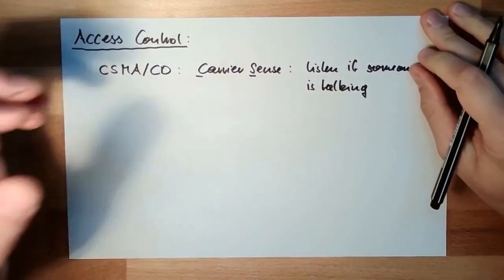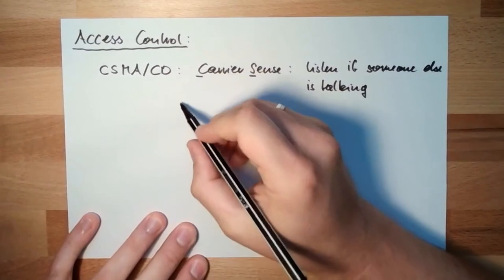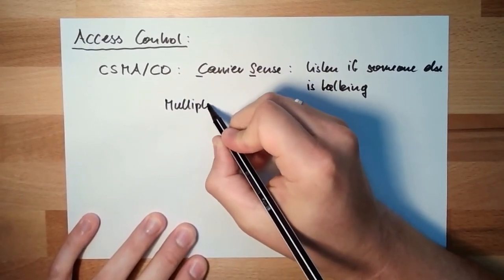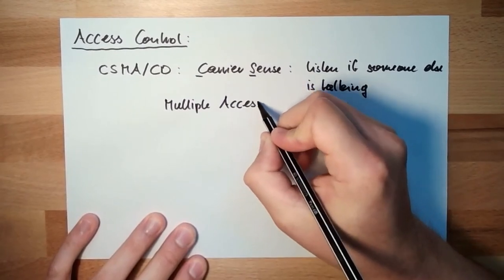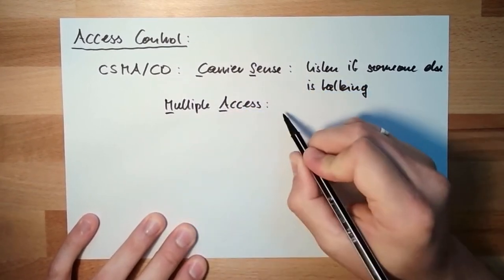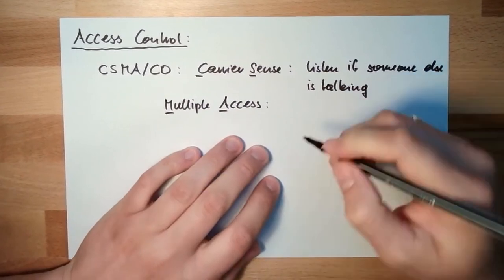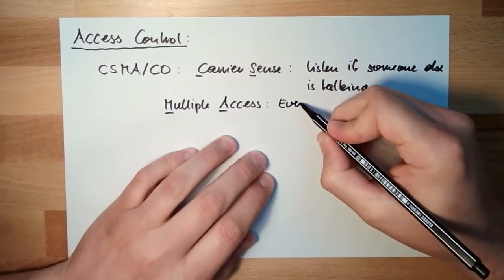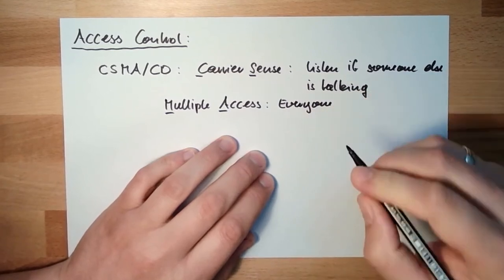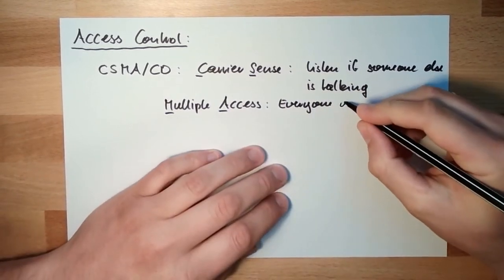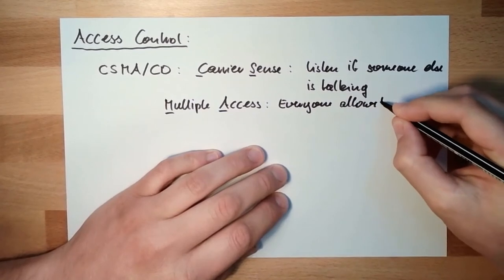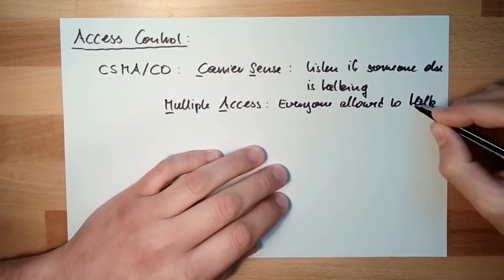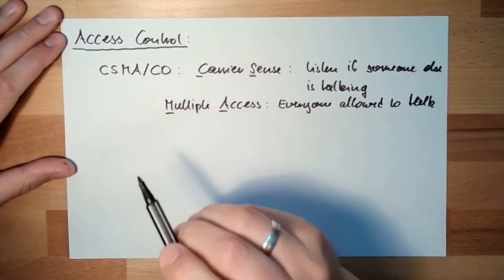Okay, polite. Then this MA means multiple access. So this basically means everyone is allowed to access the bus. Every participant is allowed to talk. And then we have the CD.